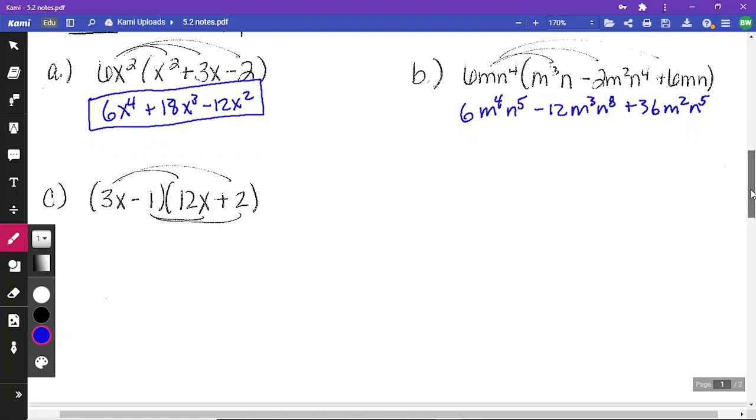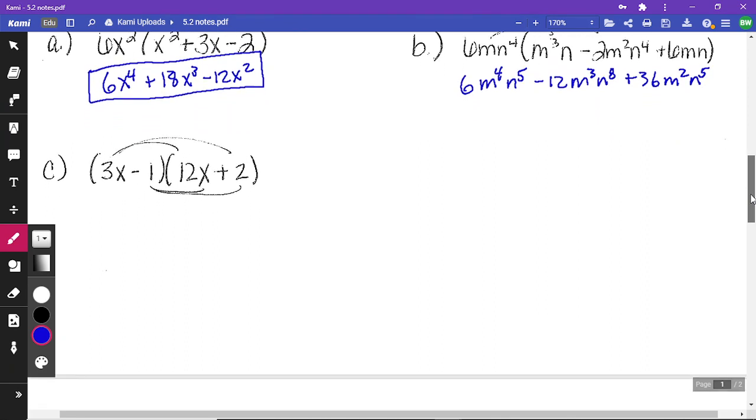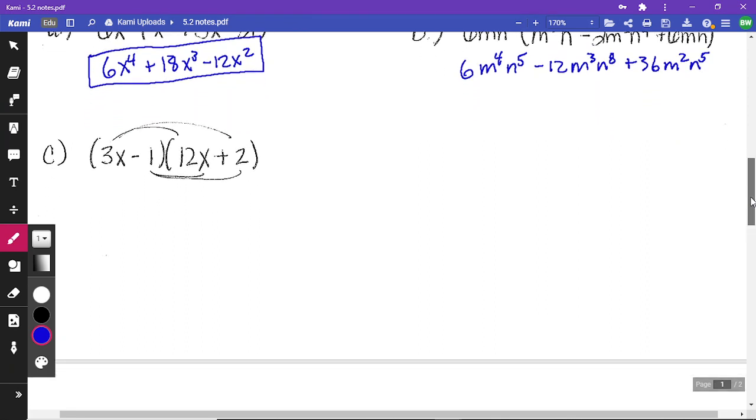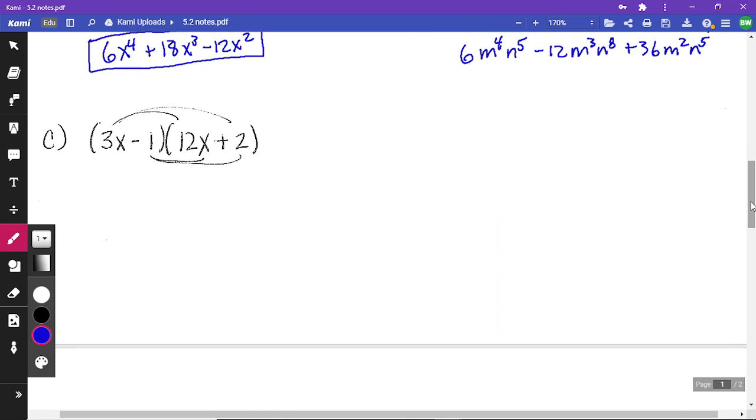Okay, so let's look at the next one now. We'll have to FOIL this one. Okay, so we take the 3x times 12x. That's 36x squared. And then the 3x times 2, whoops, like that, that's 6x.